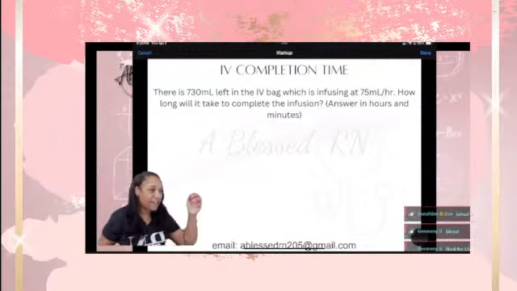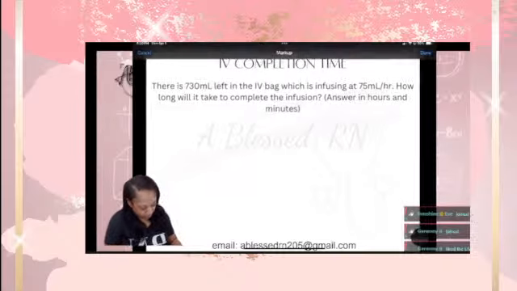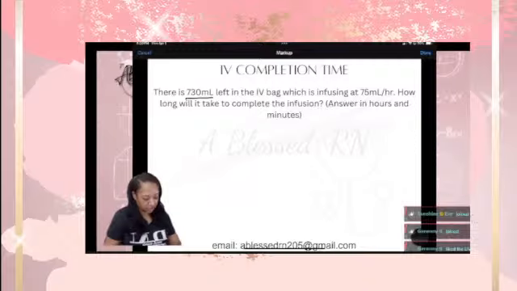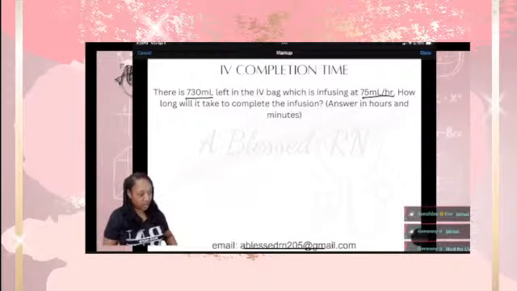Yes, okay. So let's look at what we got. All right, there is 730 mLs in the bag, okay? And it's infusing at 75 milliliters an hour. How long will it take for the IV to complete?